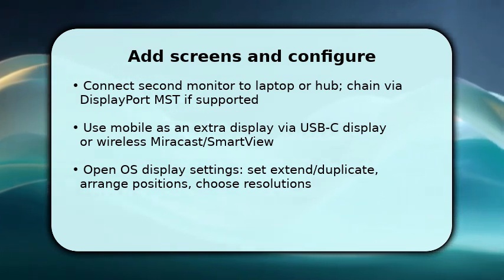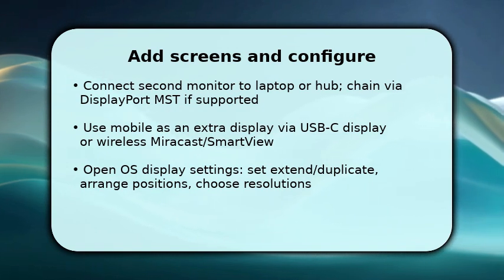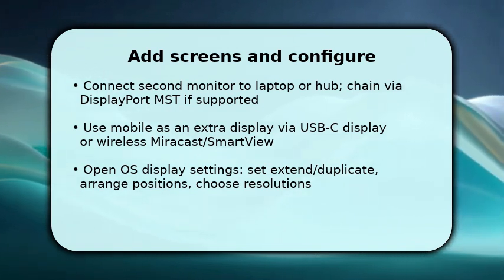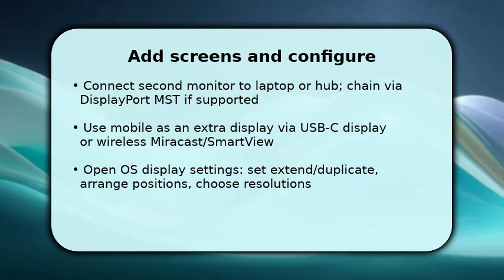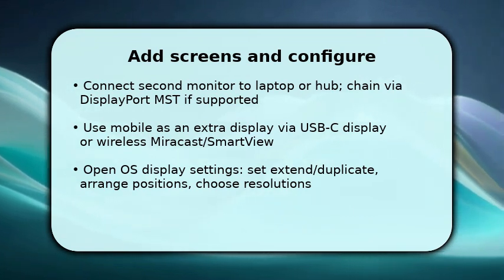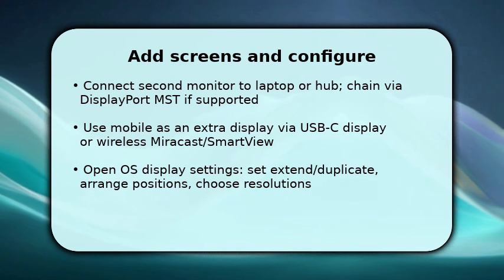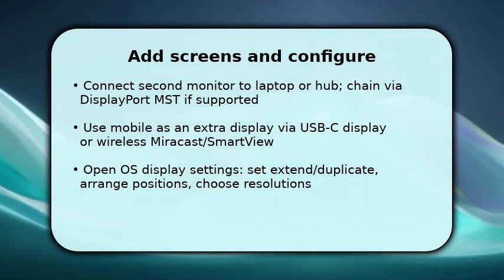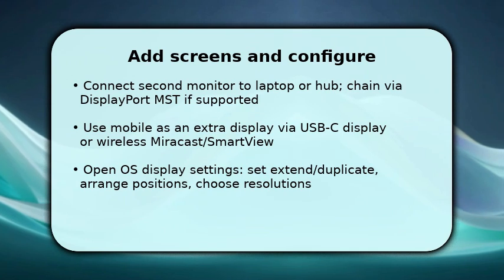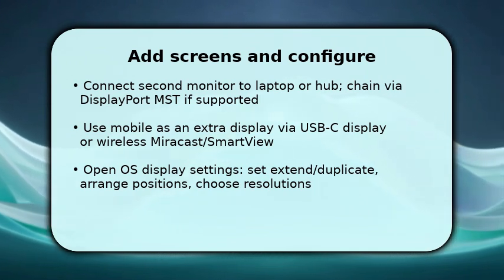If you use your mobile, enable its display output mode or launch a reliable wireless display app and pair it to the laptop. Then adjust resolution, orientation, and primary display in your operating system display manager. This ensures windows scale correctly and performance remains smooth across all screens.